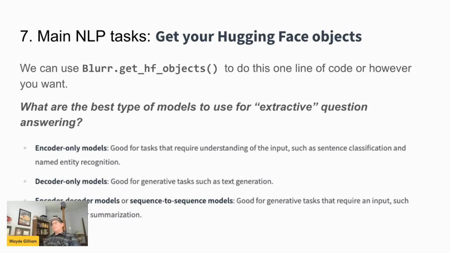Just like usual, after we get our dataset, we use blurr.getHFObjects to get our Hugging Face objects. You can also do this manually. And the next thing to think about, now that we have a good dataset, is what are the best types of models to use for extractive question answering?